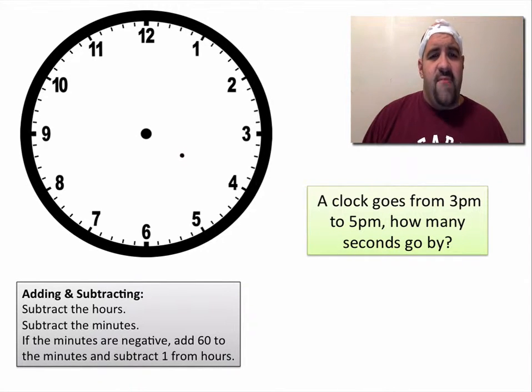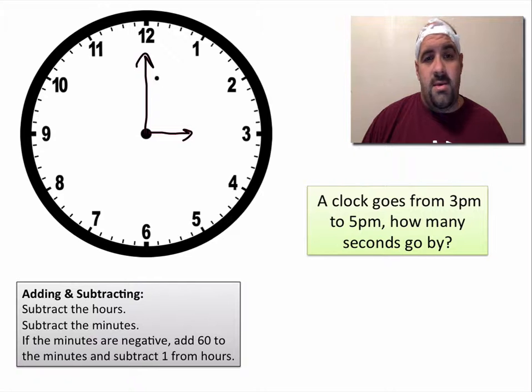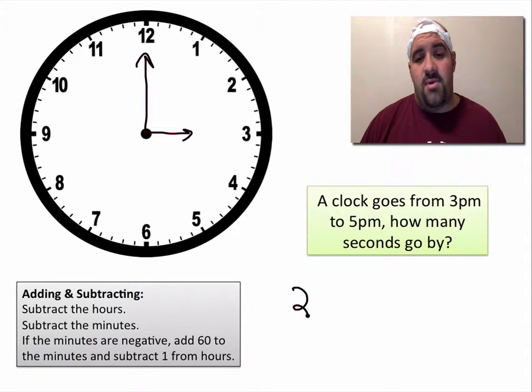Hopefully we know that if we're going from 3 p.m., it's going to go, the big hand's going to go around twice. We're going to end up at 5 p.m. That's 2 hours. So all we have to do here is convert 2 hours into seconds. And we start with 2 hours. The unit we start with, we need to get rid of hours.